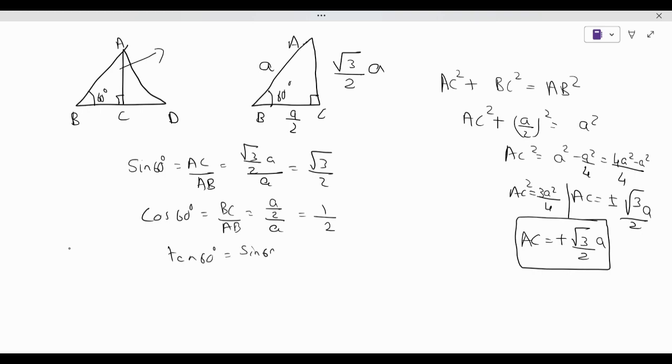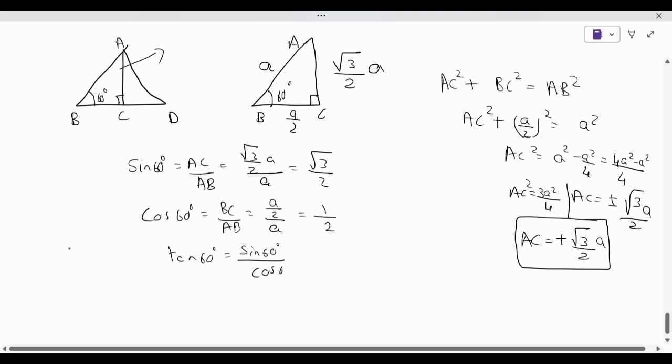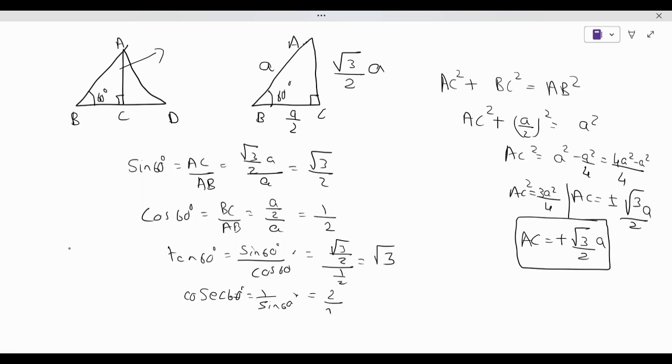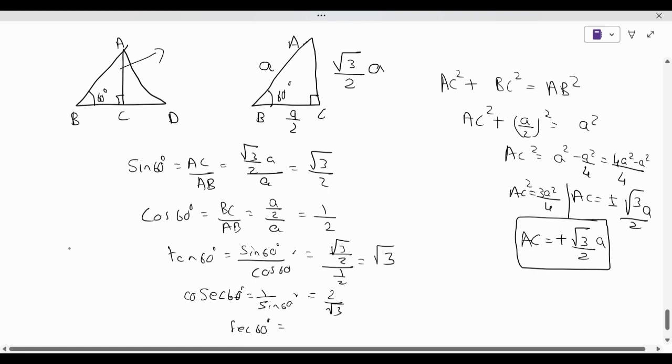Tan 60 is very simple. Sin 60 by cos 60, which is equal to root 3 by 2 divided by 1 by 2, which is equal to root 3. So similarly, the other things follow. Cosec 60 is equal to 1 by sin 60, which is equal to 2 by root 3. Sec 60 is equal to 1 by cos 60, equal to 2.